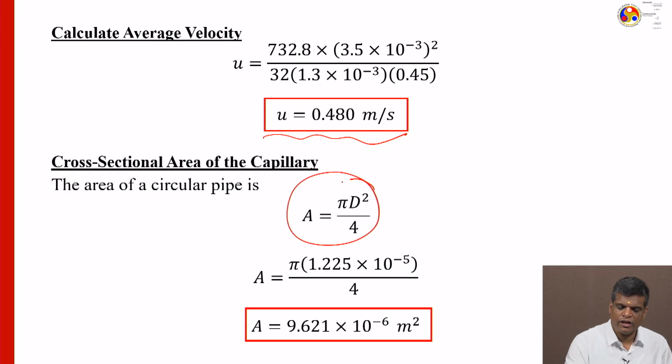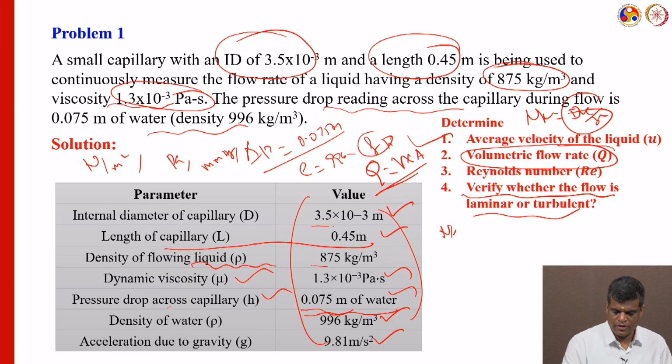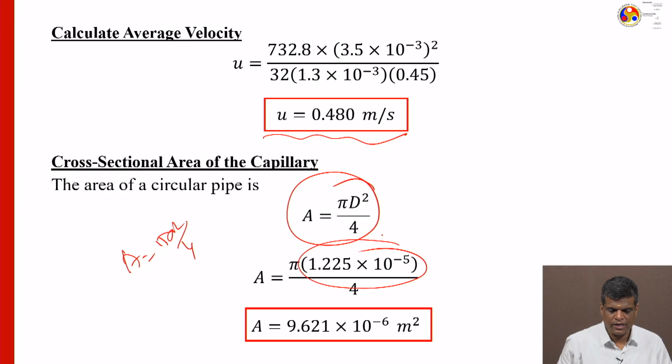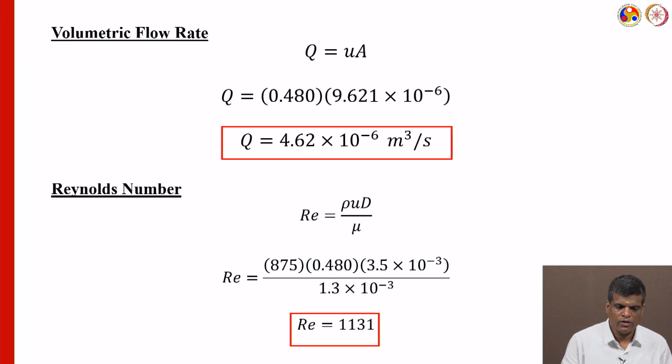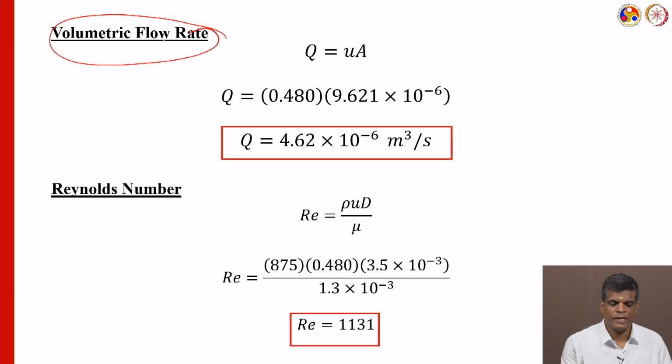Then area equals pi d square by 4. Area we know: area equals pi d square by 4. You know the diameter of that. Go back, you can get the value of the diameter here. The diameter of the pipe is given. After solving, we got the cross-sectional area of the capillary. So once we have done velocity and area, then the volumetric flow rate is what we have to calculate here.